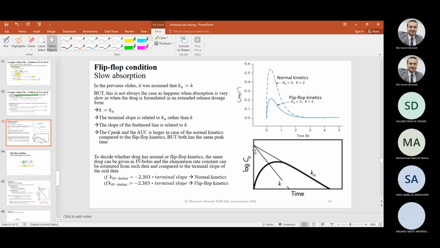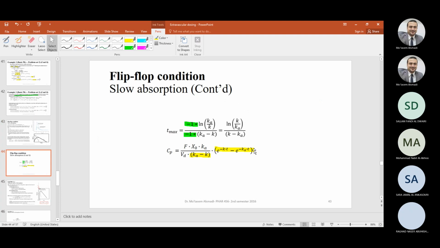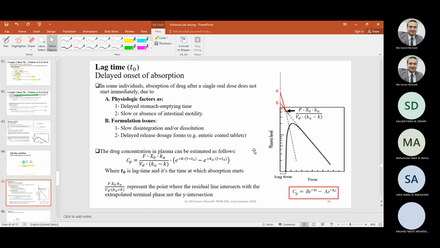So again, you need to have two types of data. You need to have IV data plus the extravascular data. That way you make your decision. If the slope from the IV is the same as the terminal slope from the extravascular, that's normal kinetics. If it's different, then you have flip-flop. You got it? If you don't have IV data, you have no clue whether you have normal or flip-flop kinetics. Okay? Any questions? Let's stop here.